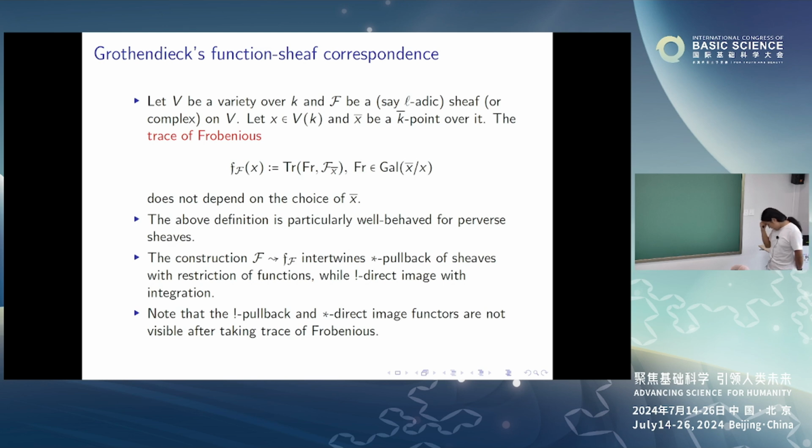Also, I want to mention that this construction is compatible with some natural operators on both sides. So for sheaves, you can consider pullbacks and direct images, pullback and push forward. In this case, we consider star pullback, which corresponds to restriction of functions. You can also consider Schriek push forward, in other words, integration, in other words, direct image with compact support. So this Schriek direct image corresponds to integration of functions.